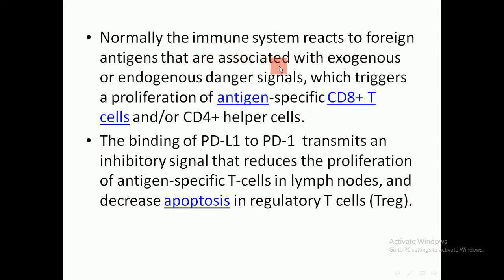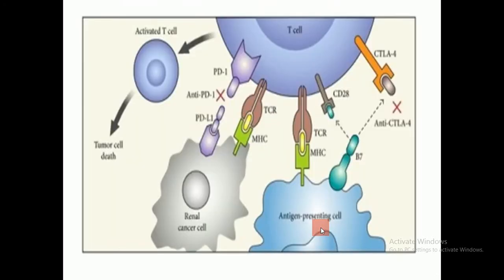Normally, the immune system reacts to foreign antigens that are associated with exogenous or endogenous danger signals, which triggers the proliferation of antigen-specific CD8 T cells or CD4 helper cells, and the binding of the PD ligand transmits an inhibitory signal, as explained before on the figures, that reduces the proliferation of the antigen-specific T cells and decreases apoptosis in regulatory T cells.